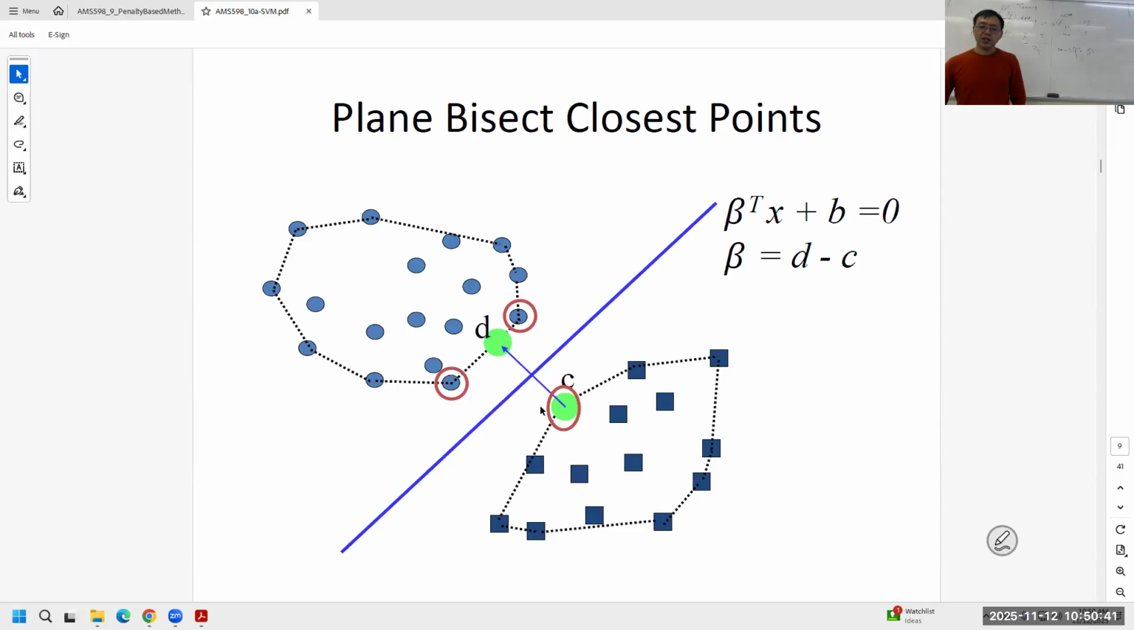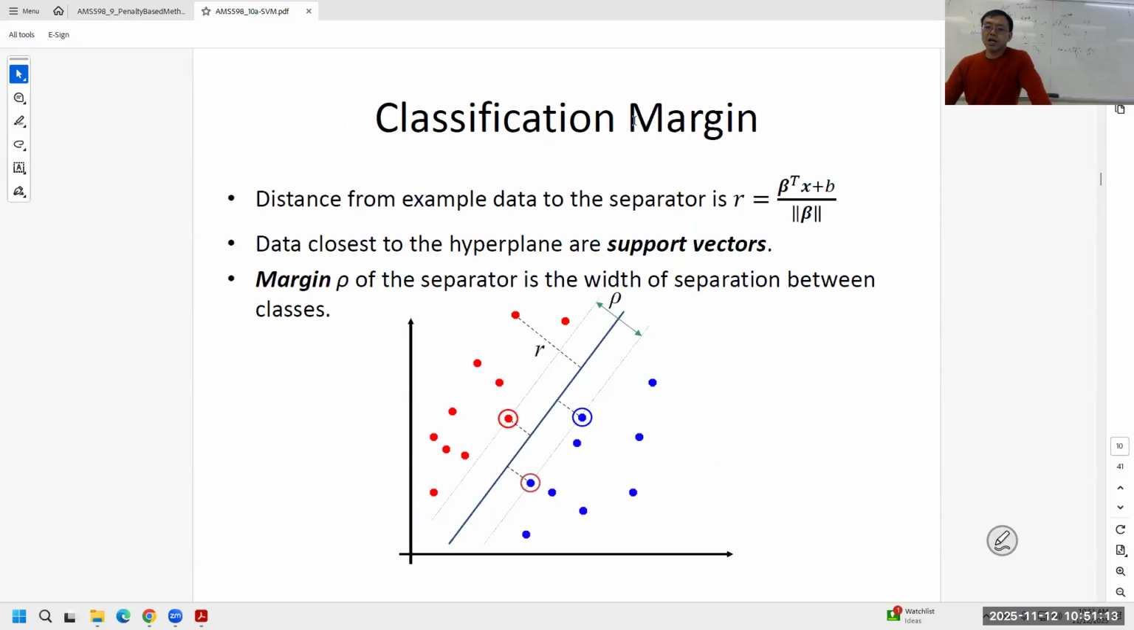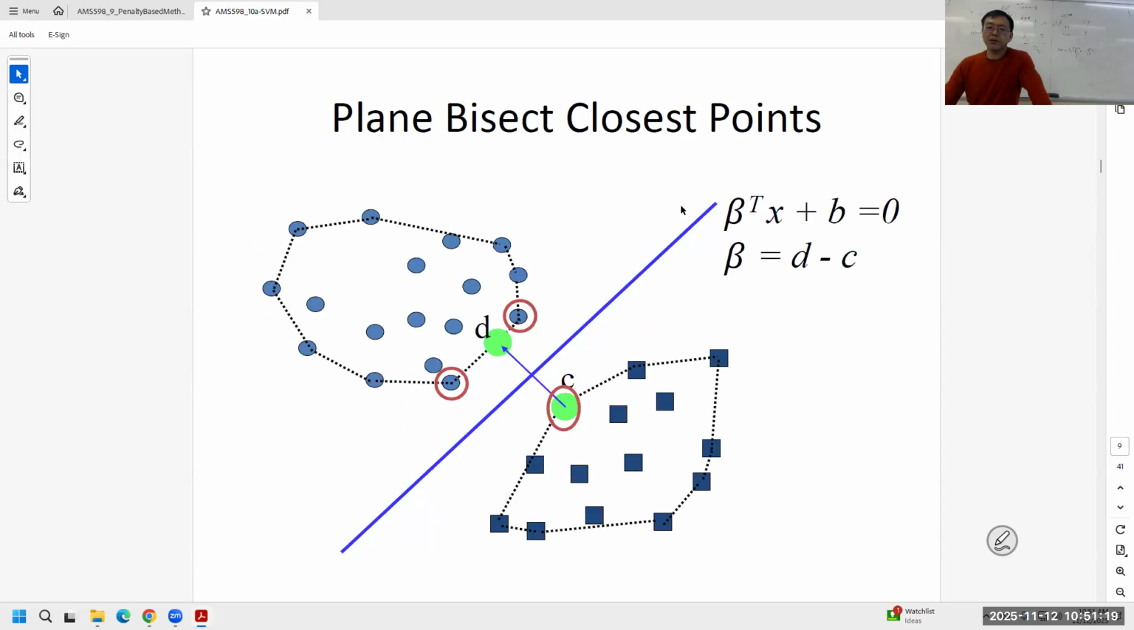In this case, you see C and D are the closest two points from these two groups, right? Now, if you make a line between C and D, and then draw a line perpendicular to this C to D line, somewhere in the middle, this seems to be the best separating line. This is the intuition. In the next class we're going to convert all this into mathematics, into the so-called margin. Based on the margin concept, we can formulate a concrete optimization problem, and then we solve it.